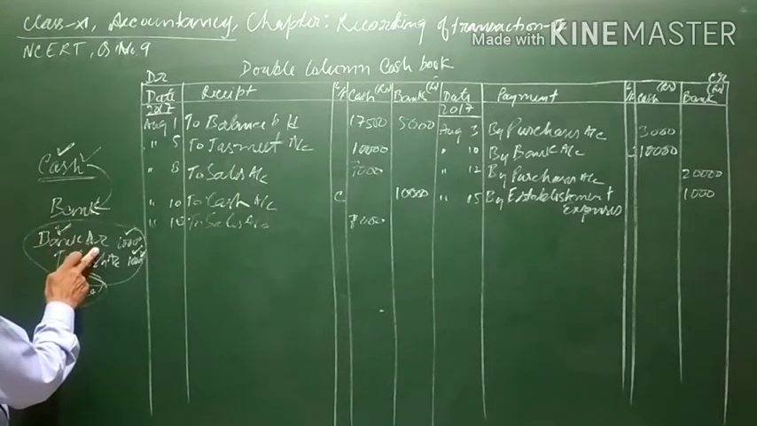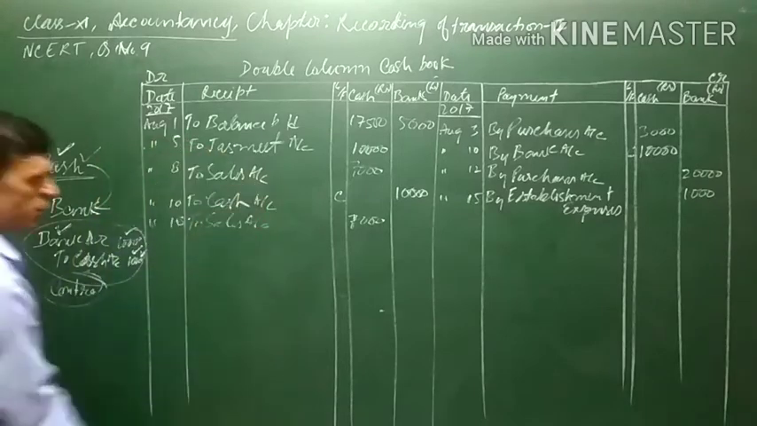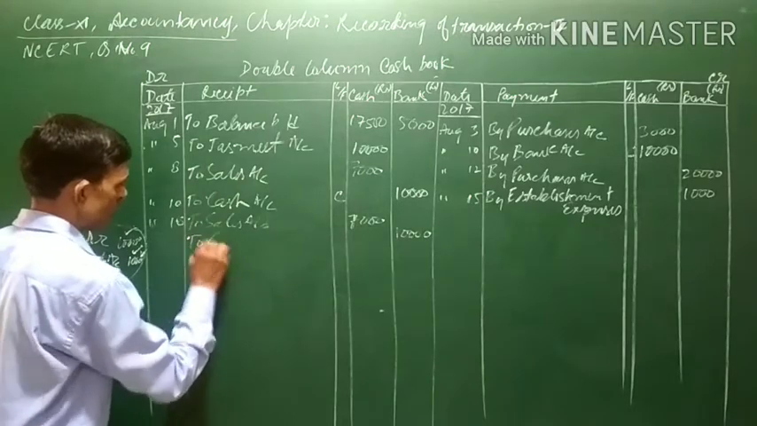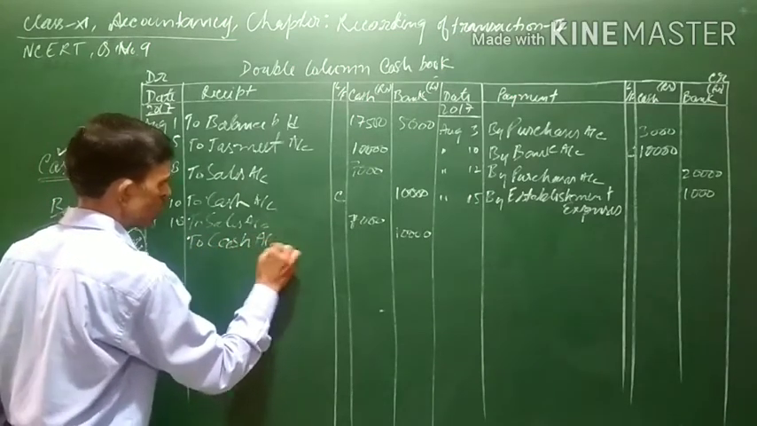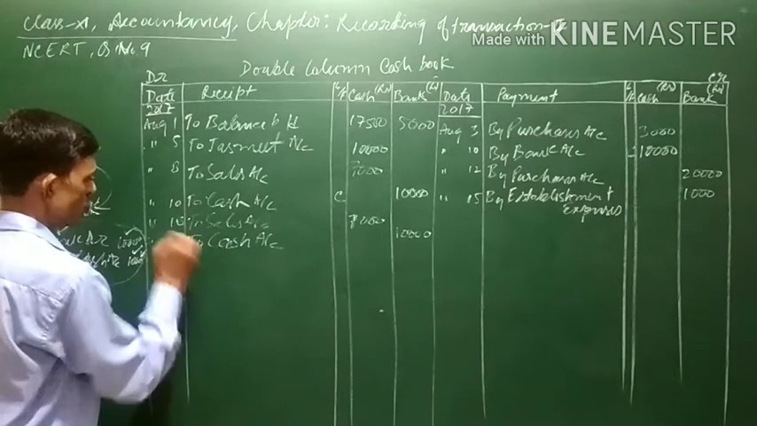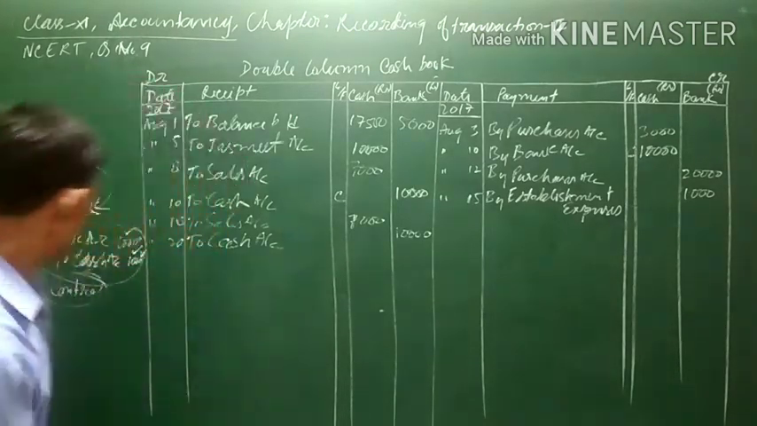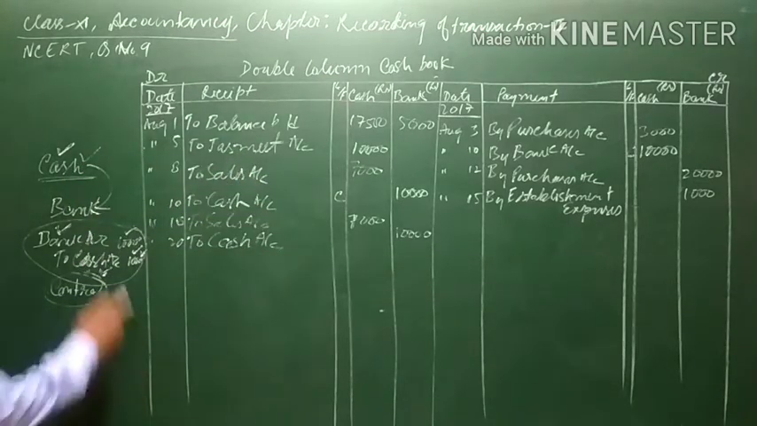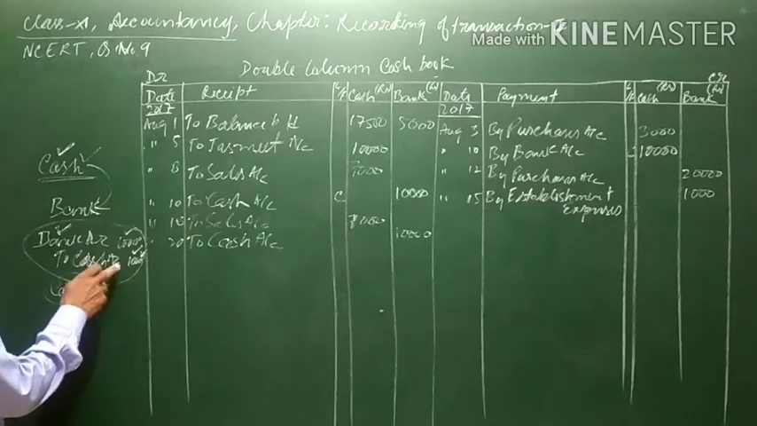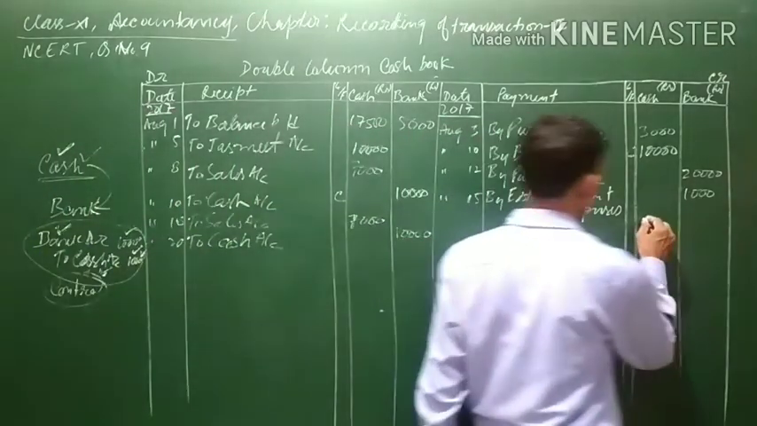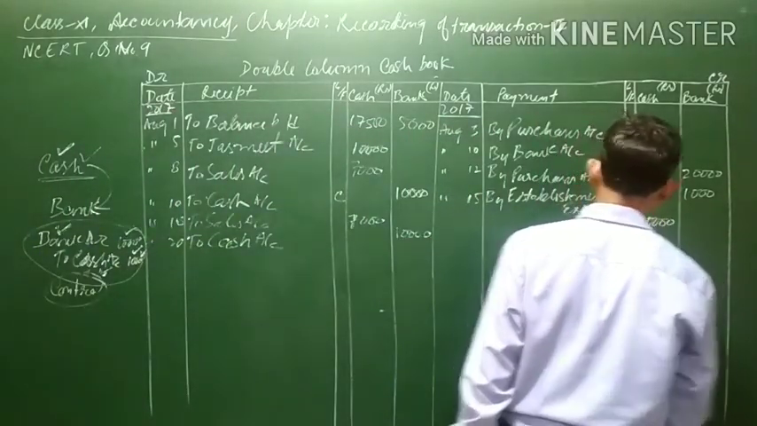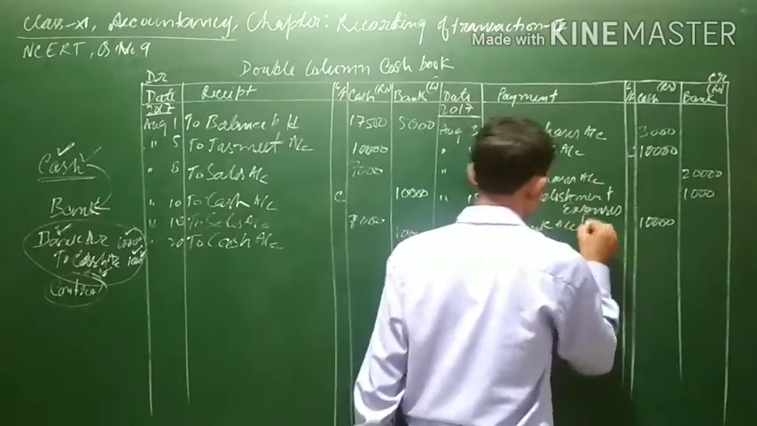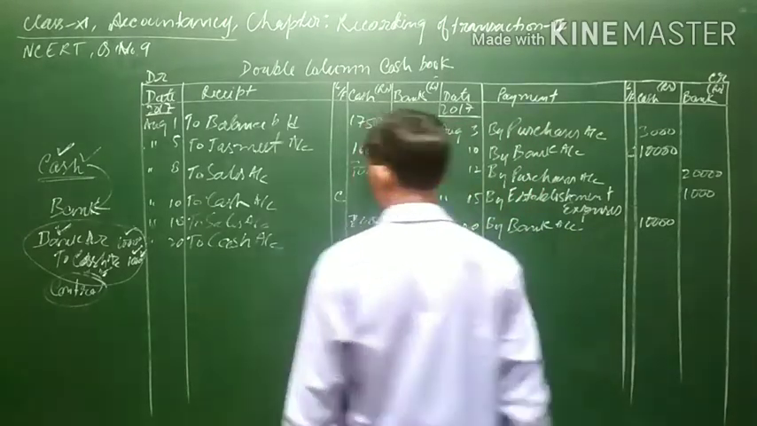Since bank account is being debited, on the debit side in the bank column it will be written to cash. Cash is going out and it is being deposited into bank. It is on 20th. And similarly, cash will also be credited. So in the cash column on the credit side, 10,000 will be written, by bank account. This cash is going out on account of this.